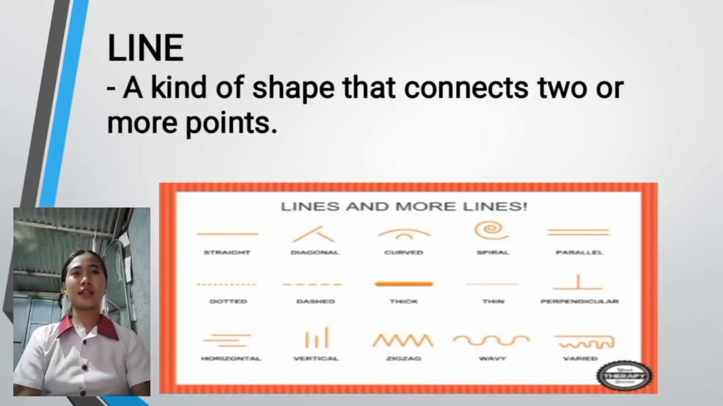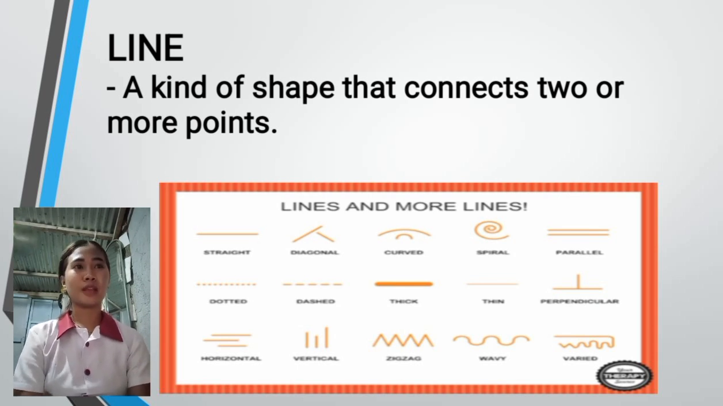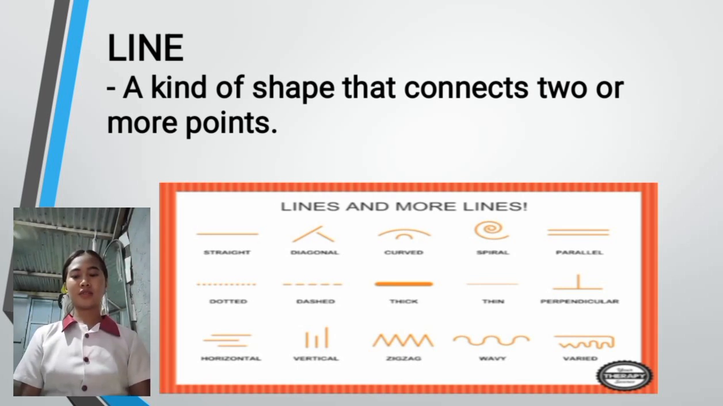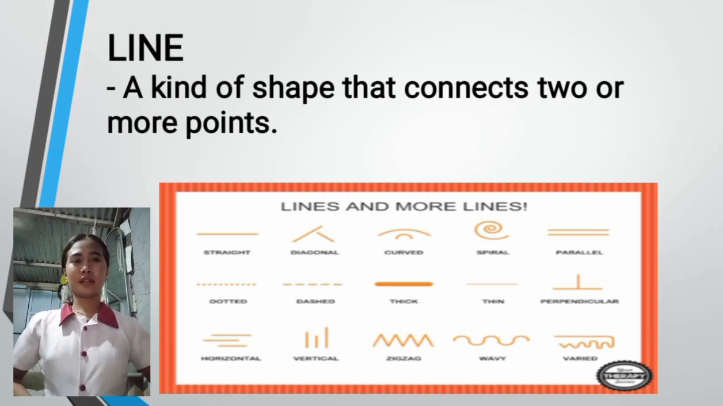First one is line, a kind of shape that connects two or more points. Consider it as one of the essential elements of graphics. So you can see we have a straight line, diagonal line, curved line. Lines are used to divide space, create shape, or guide the viewer's eyes. Attributes of line: we have weight, color, texture, and style.